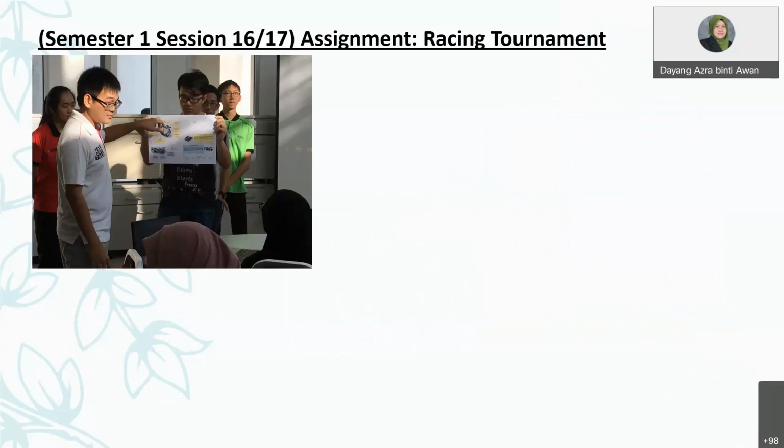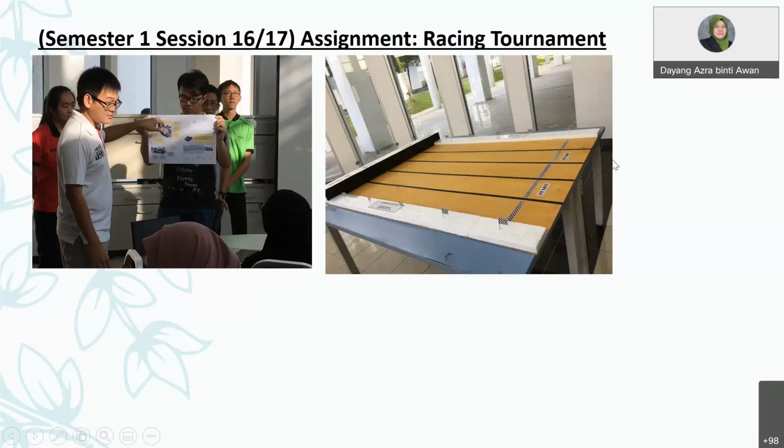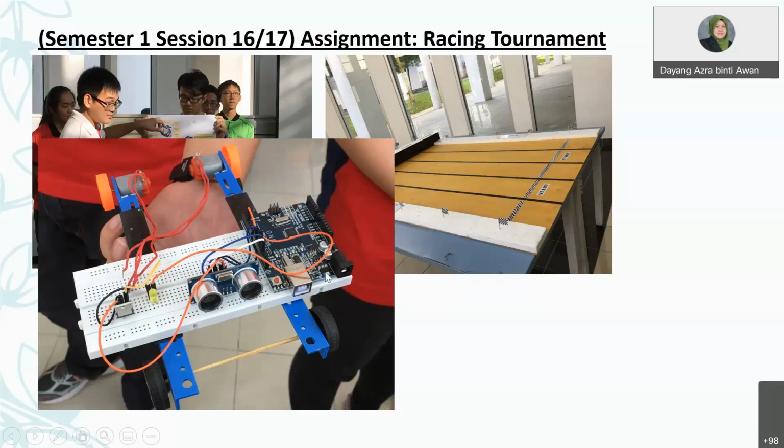This is your friends yang pernah buat dulu. This is the racing tournament that I mentioned previously. This is dia punya circuit. For this one, they use the Arduino. Dekat lab kita ada juga Arduino, tapi dia limited, meaning that first come first serve.